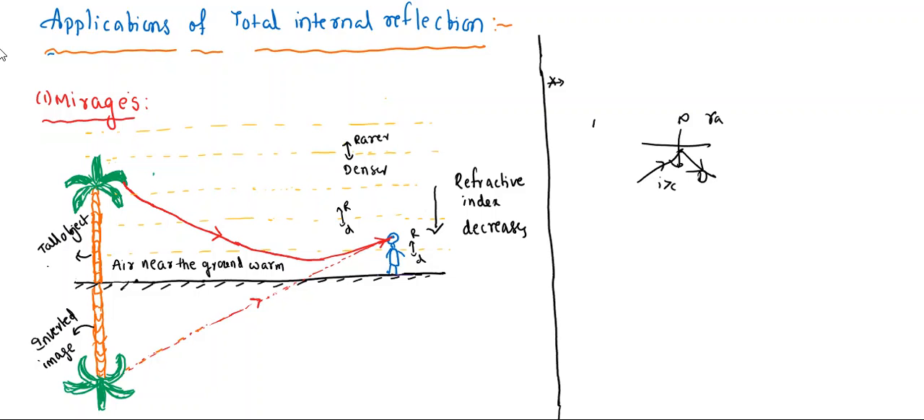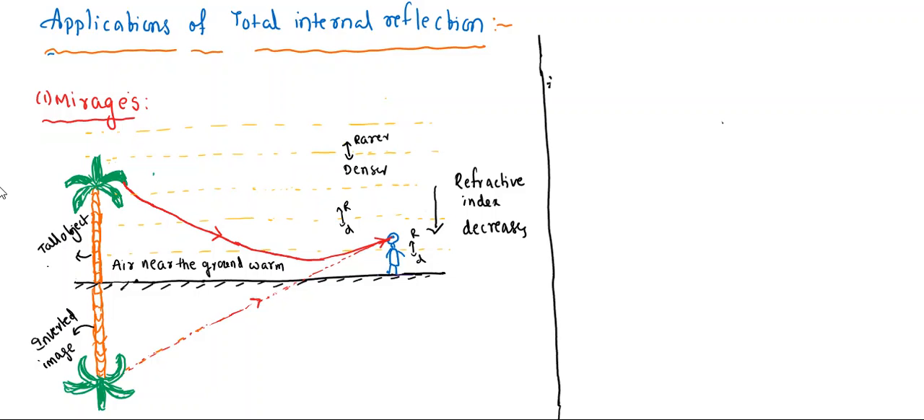Due to total internal reflection, we observe some patterns, and there are some applications. Those applications I am going to explain now. Okay, now look here. The first application, I gave the heading as mirages. Then what is a mirage, and when does it form? For that purpose, let us see here.